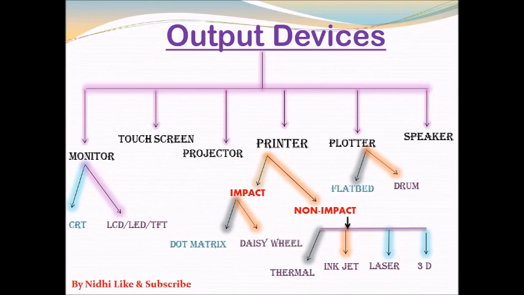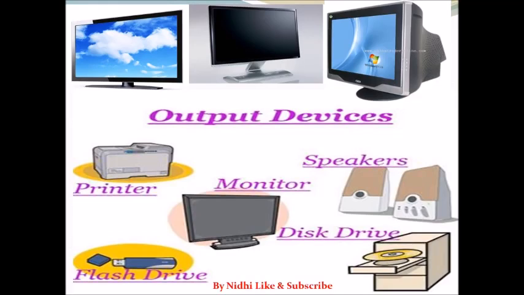Then the next type of output device is plotter. Plotter is further categorized into two parts, that is flatbed and drum. And the last output device is speaker. See here in the images, output devices are given. The top three are monitors, different types of monitors: CRT, LCD or LED. Then a printer is also given there, flash drive, speakers and disk drive. So these are a few output device images.